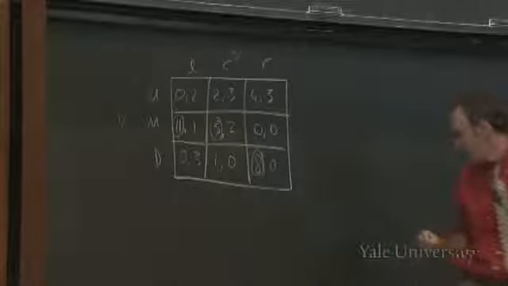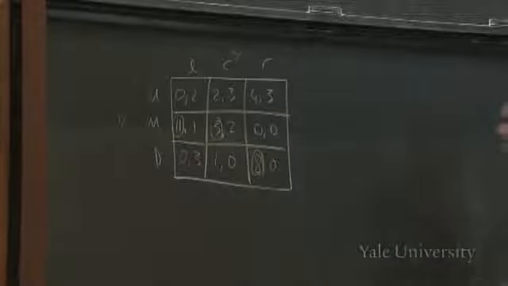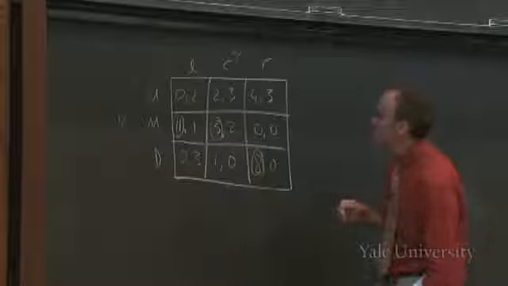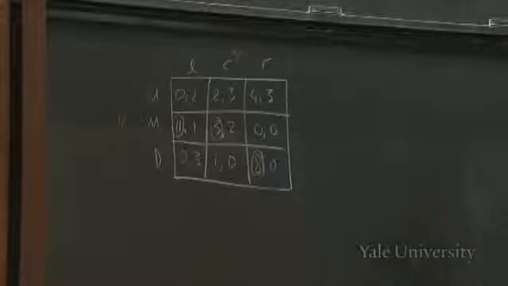All right, and let's do the same for the column player. What's the best response to up? For player 2. So what's player 2's best response for up? C and R are tied. So C or R. All right.